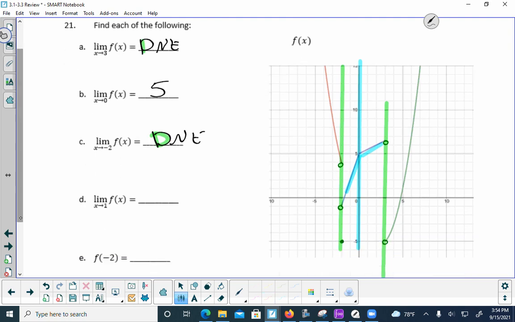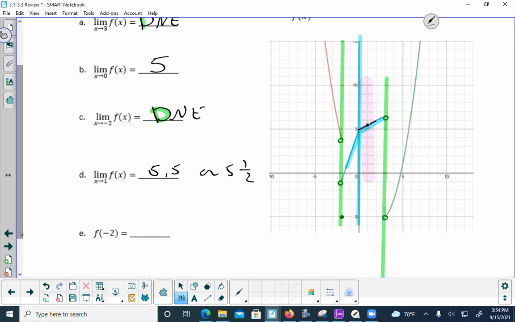And then this one, the limit of f of x as x approaches 1. So I can highlight 1. What color have we not used? We have not used this lovely pink. 1. Well, here, oh, that's bad highlighting. Here, it's right about here, because from the left and from the right, I'm going to go ahead and estimate that that's about 5.5. And then the last one wants f of negative 2. Well, that's this green line here, and that's going to be this solid dot, which is going to be negative 5.